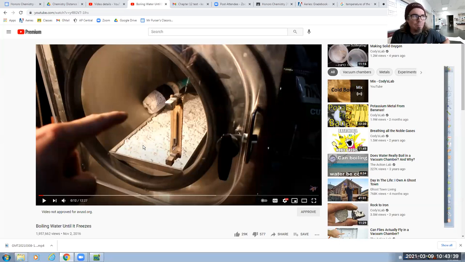The true tweakers are the people who in their own garage make their own vacuum chamber out of a wash machine. I don't know. It's probably actually high tech stuff. But anyway, this guy has a vacuum chamber here.